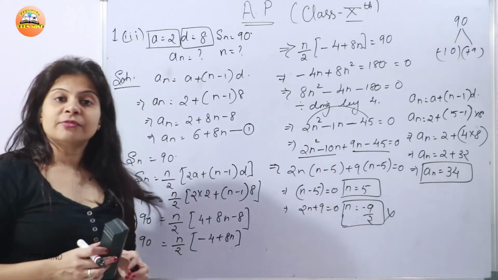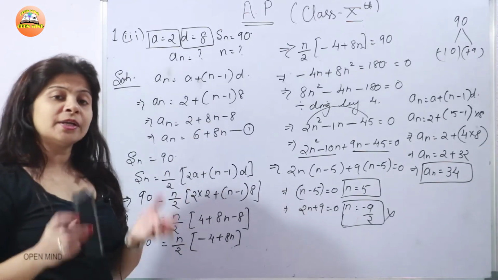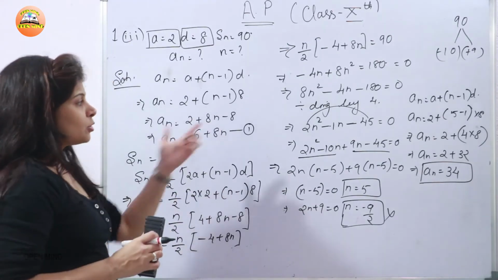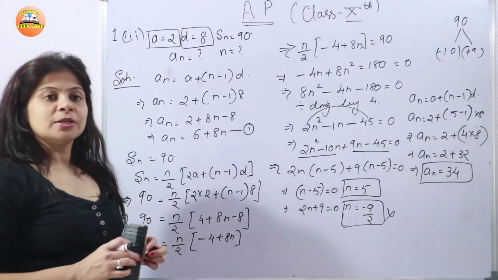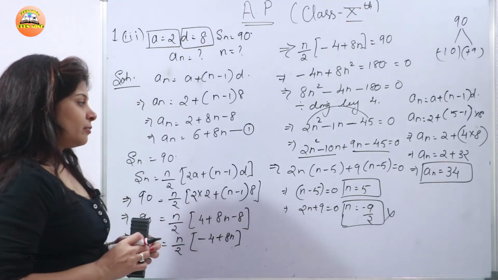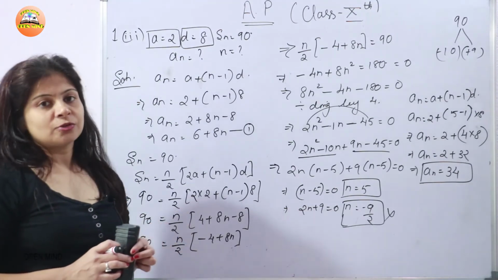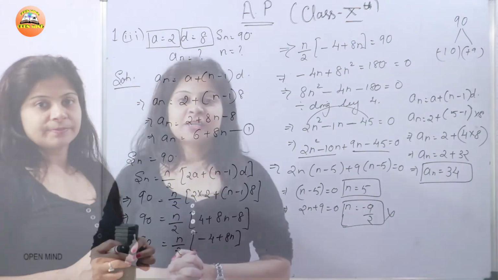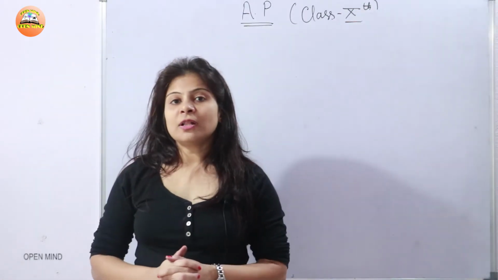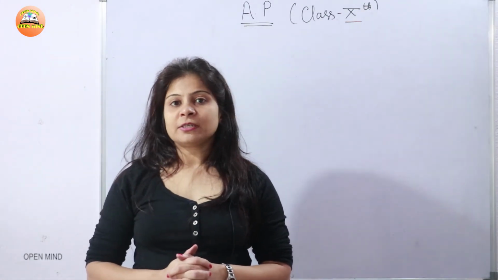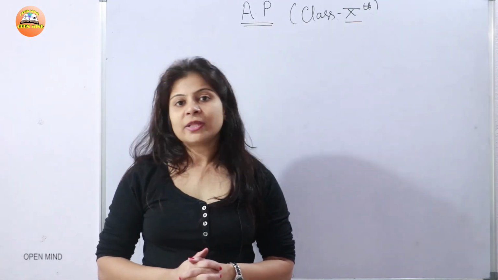So this was a very difficult question. Why? Because even a quadratic equation was involved in AP. So you can split the middle term or you can use the formula in order to find out the values of n. This is the way to solve these types of questions. So guys, this is the way we solve the sum of n terms of an AP with the help of formula.